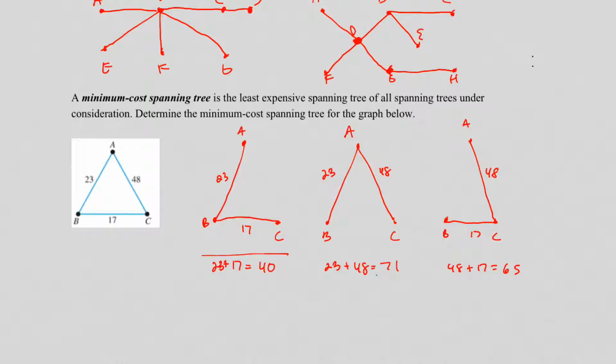So we have a winner, and that is this one over here. The first one we created is called the minimum cost spanning tree. In this case, out of the 3 trees, it's the one with the lowest cost, if each edge has a particular weight or a number attached to it.